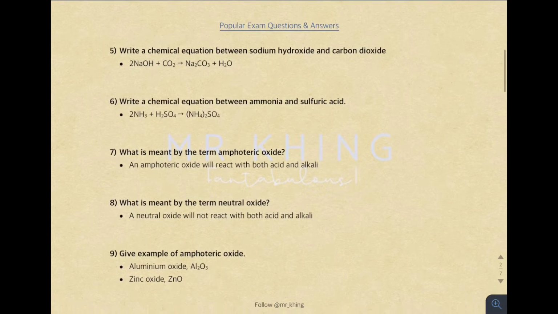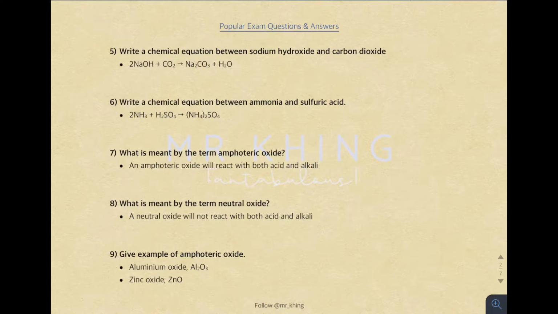Other than all this, you also need to know how to construct a balanced chemical equation. For example, the reaction between sodium hydroxide and carbon dioxide. Sodium hydroxide reacts with carbon dioxide to produce sodium carbonate and H2O. And then next, the reaction between ammonia and sulfuric acid. Remember, ammonia reacts with acid to produce only ammonium salt. Remember this. Ammonium salt is the only end product. For example, ammonia reacts with sulfuric acid to produce ammonium sulfate.